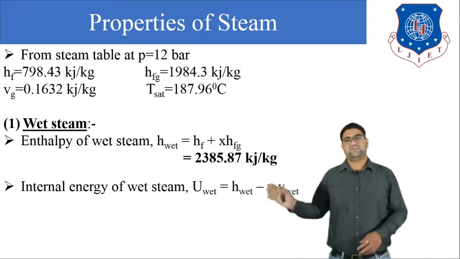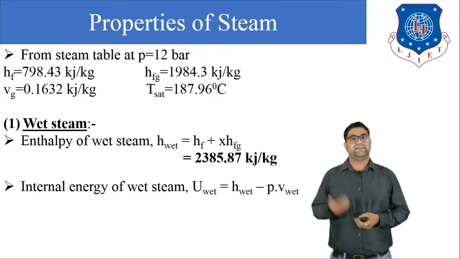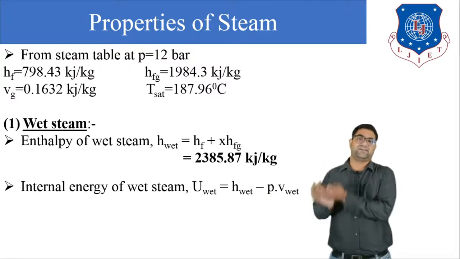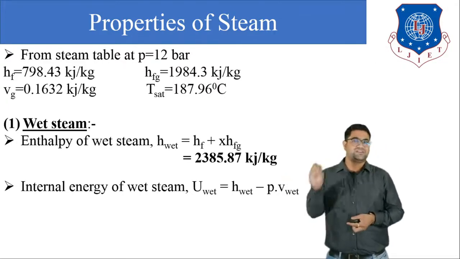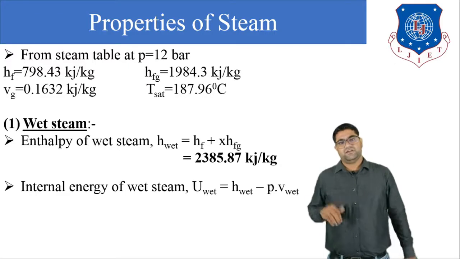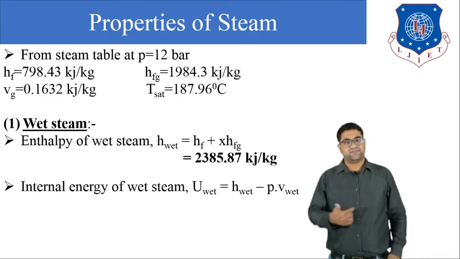Now second, we have to find the internal energy. We know the meaning of internal energy: internal energy is equal to enthalpy minus the flow work. The flow work is equal to P into V. So here you can write H wet minus P into V wet.